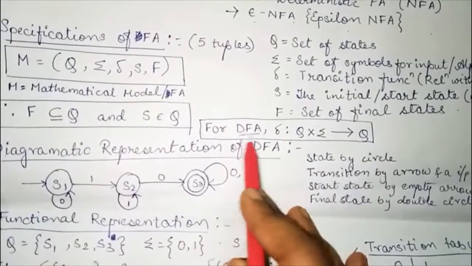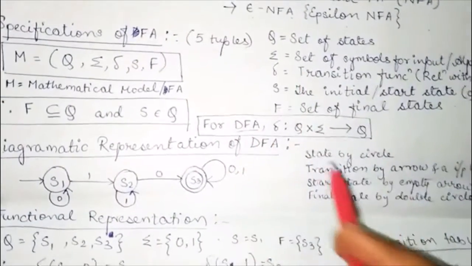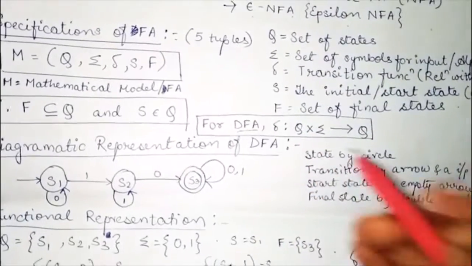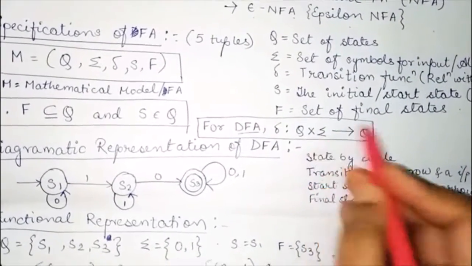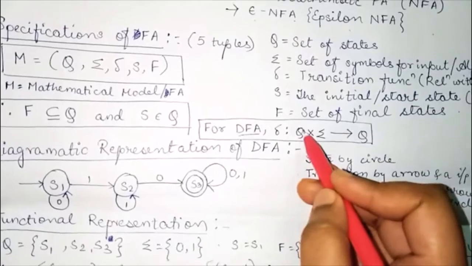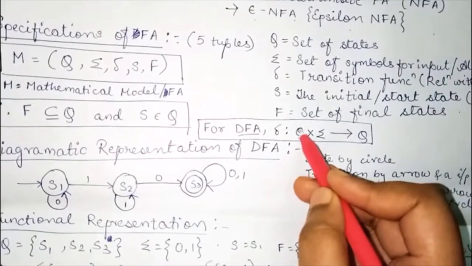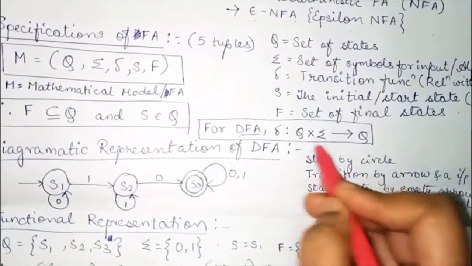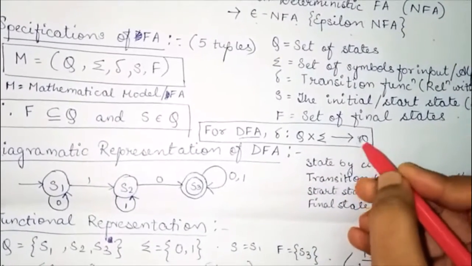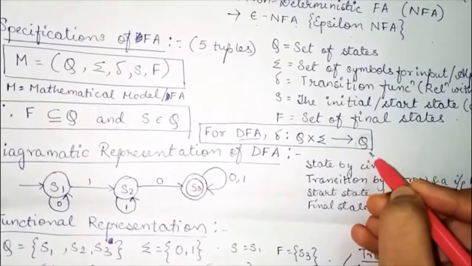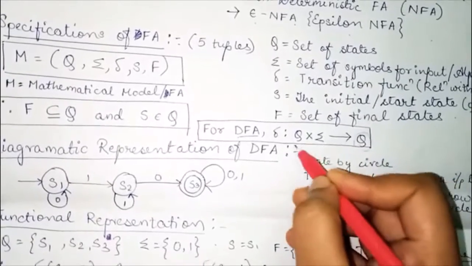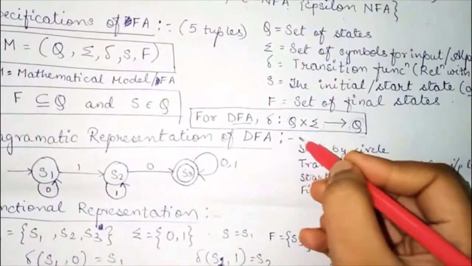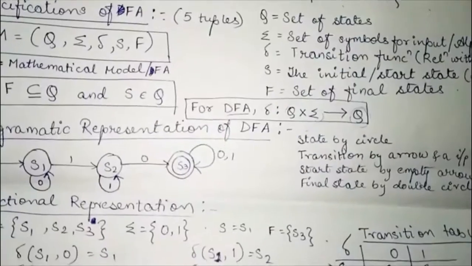For a DFA, the transition function is a function from the product of Q and sigma to Q. That means the function output is a state and the function's input will be the state along with the input symbol. We will see the table.